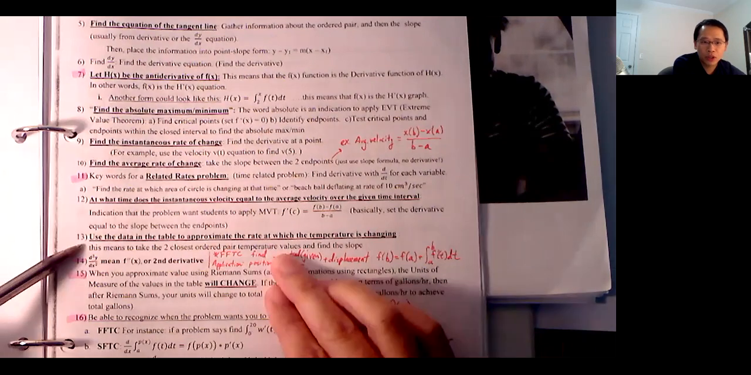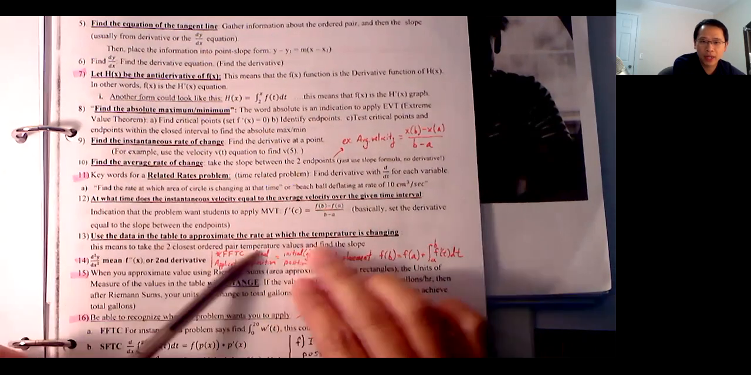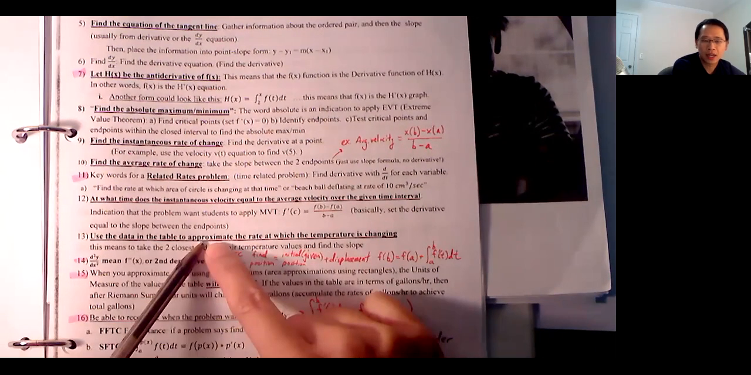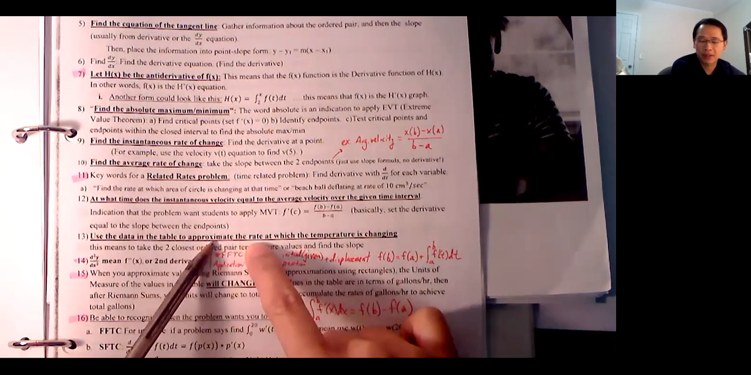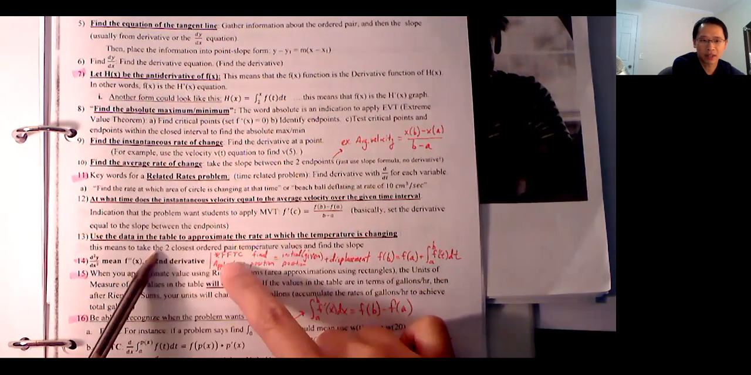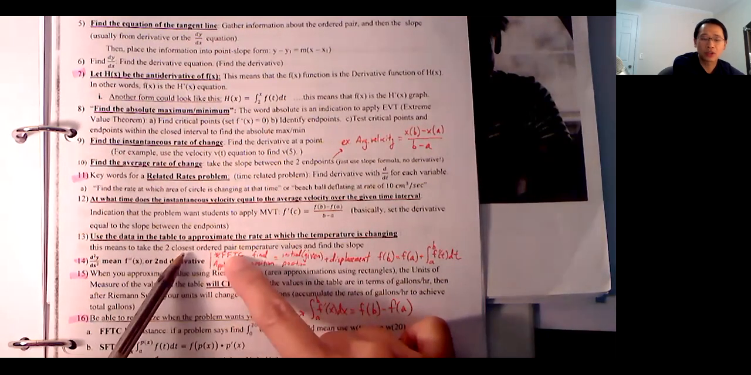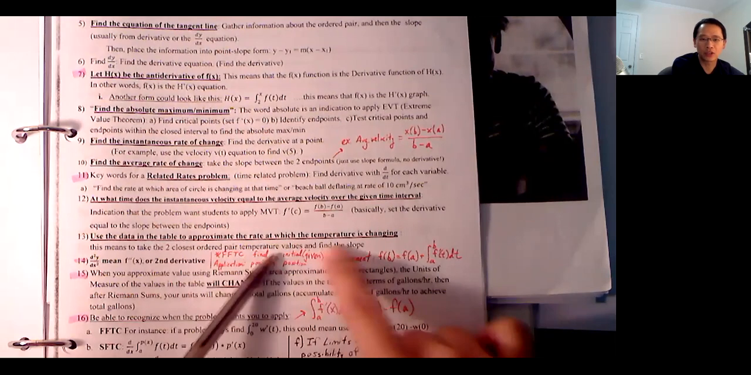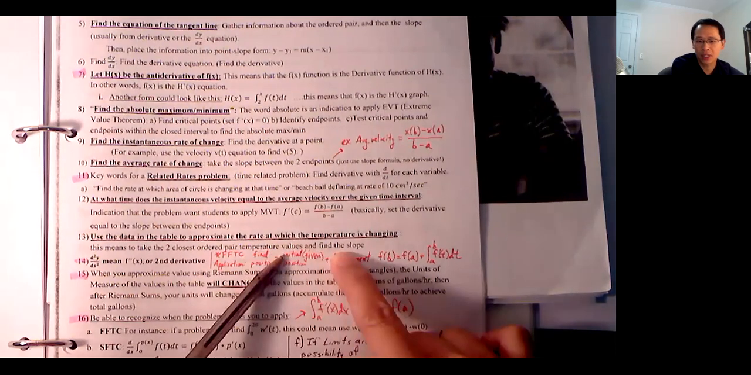This statement here: use the data in the table to approximate the rate at which the temperature is changing. So you see the word approximation. Whenever you're approximating a rate, that means you're not going to be using the derivative. You're going to be using slope, because slope is an approximation and it's not going to give you the exact value. So what you're going to do is take the two closest ordered pairs, closest to whatever point they're asking you to approximate. And then you just do change in y over change in x, or change in temperature over change in time.